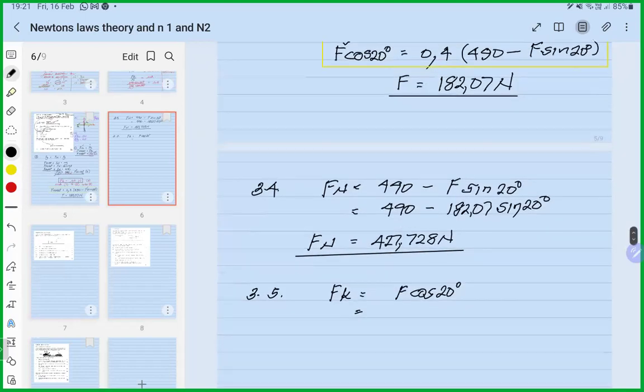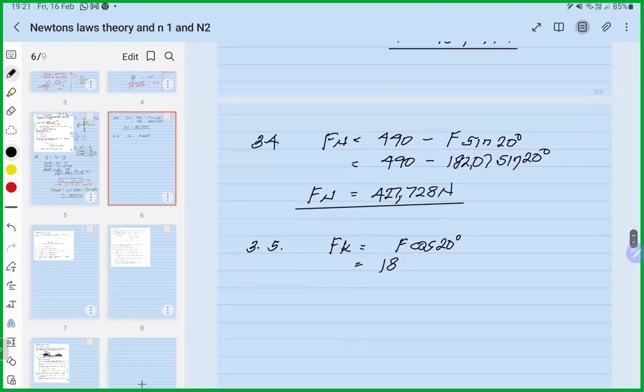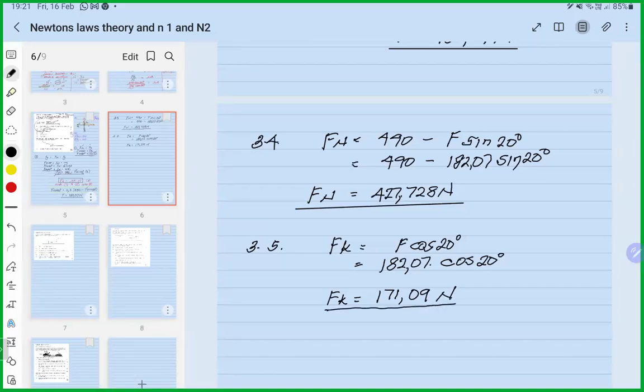So 182.07 multiplied by cos 20. So 171.089. The fourth decimal is an 8, so 09. Yes, sir. Okay. There's your kinetic frictional force, which is pretty huge, eh?